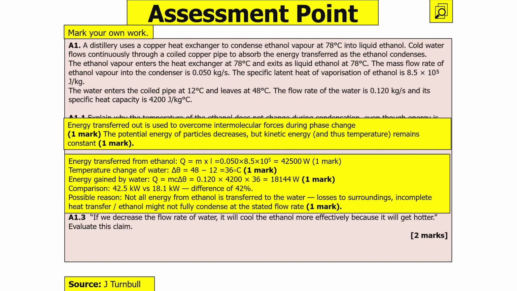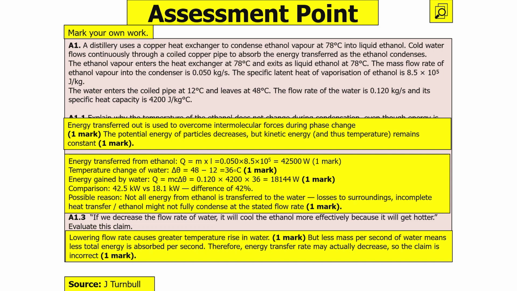Now the possible reason is that not all of the energy is transferred to the water. There's losses to the surroundings, incomplete heat transfer, and the ethanol might not fully condense at the stated flow rate. Finally, lowering the flow rate causes a greater temperature rise in the water, but less mass per second of the water means that less total energy is absorbed per second, so therefore the energy transfer rate may actually decrease, so the claim is actually incorrect.